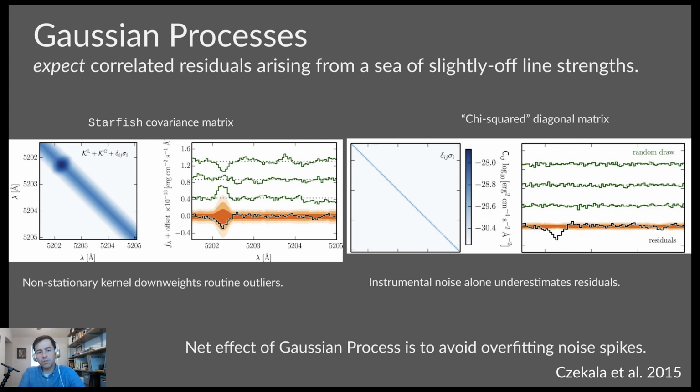But it also goes so far as to say in special places, the lines might be extra off, and so it builds in these local kernels and inflates the correlation structure in these local places. And that acts to downweight those lines, but still include them in your inference process. So it's a pretty neat approach, and the net effect of this is to avoid overfitting. Basically, with a conventional chi-squared approach, you would overfit.